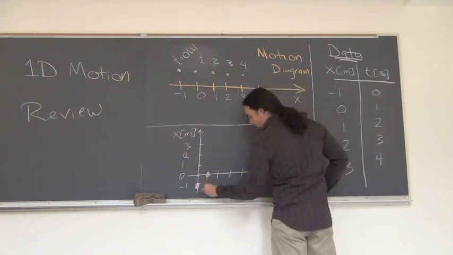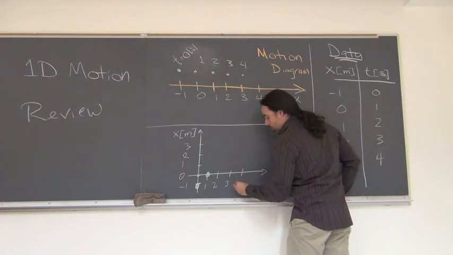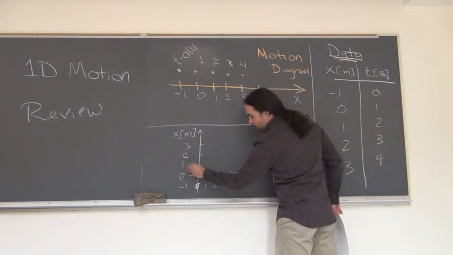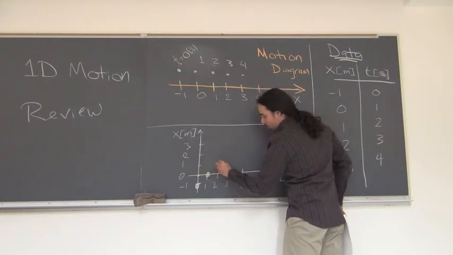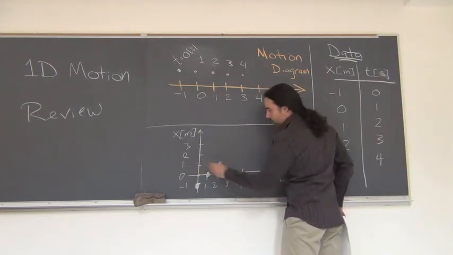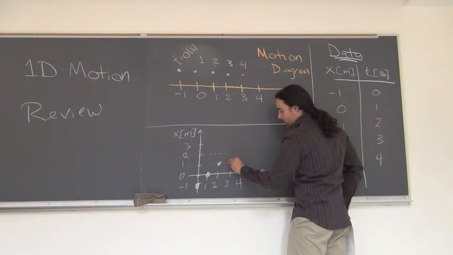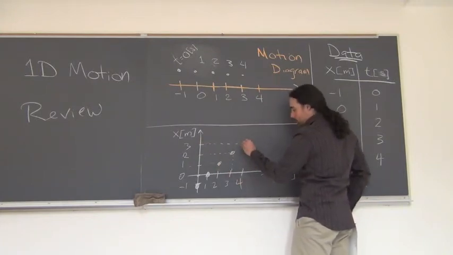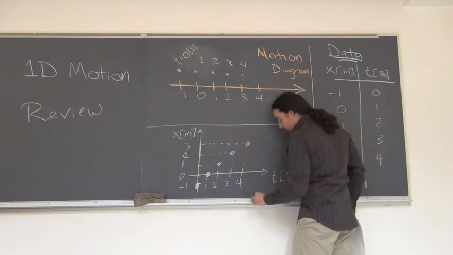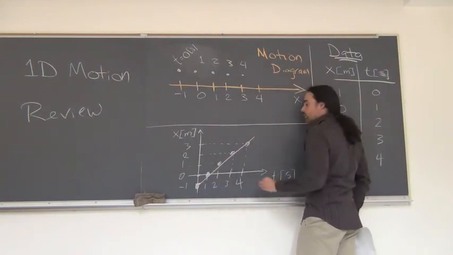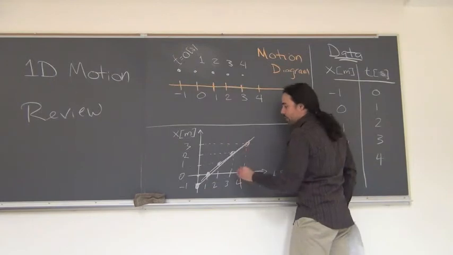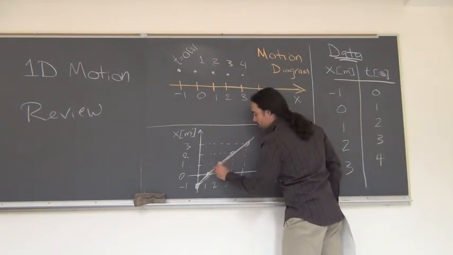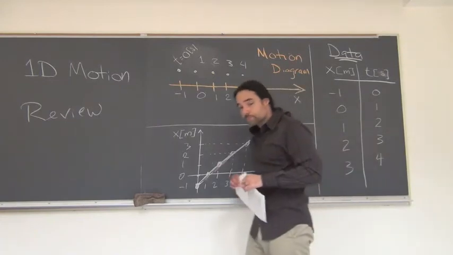At 2 seconds, I'm at 1 meter. Here's 1 meter, so we're just going to go up to here. 3 seconds, I'm at 2 meters. And at 4 seconds, I'm at 3 meters. So we can see that this is starting to trace out a nice straight line. It would be a straight line if I could get my data written in correctly. There we go. Should be a nice straight line.